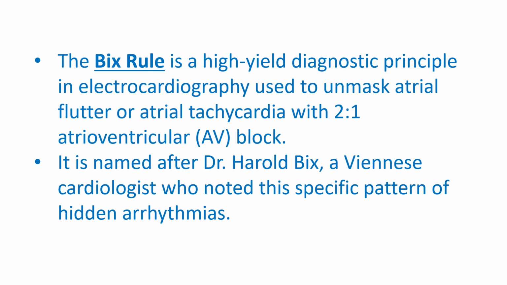The Biggs rule is a high-yield diagnostic principle in electrocardiography used to unmask atrial flutter or atrial tachycardia with 2:1 AV block. It is named after Dr. Harold Biggs, a Viennese cardiologist who noted this specific pattern of hidden arrhythmias.